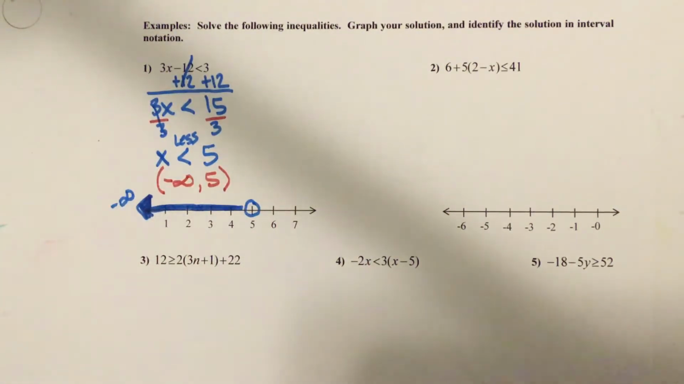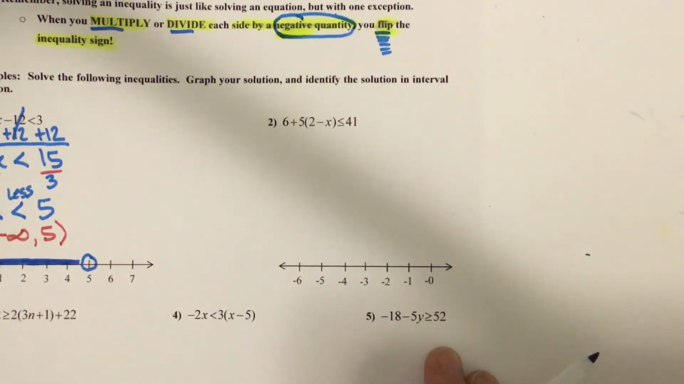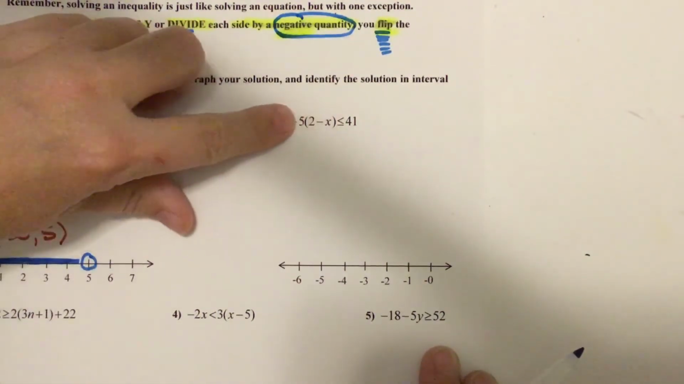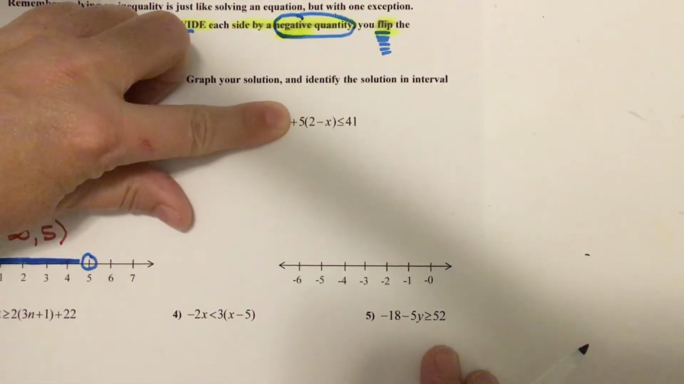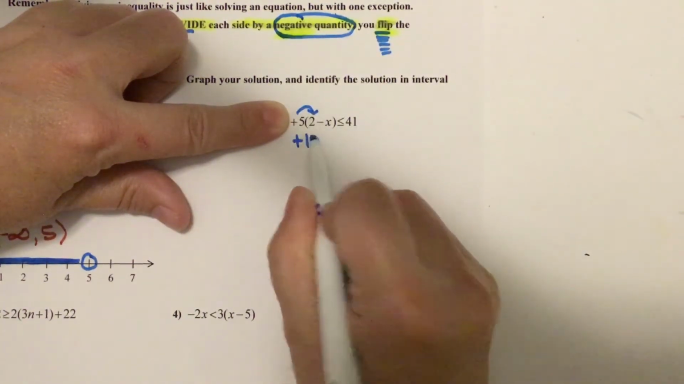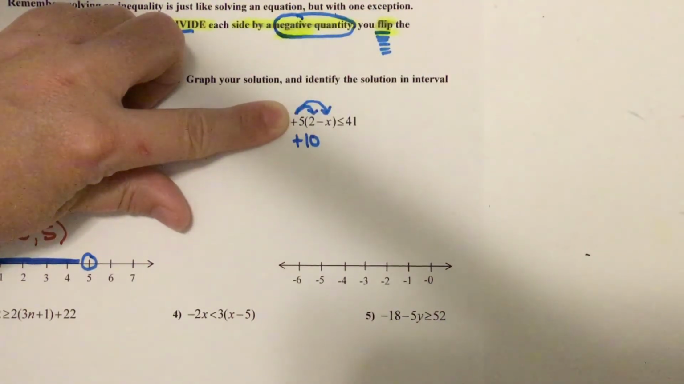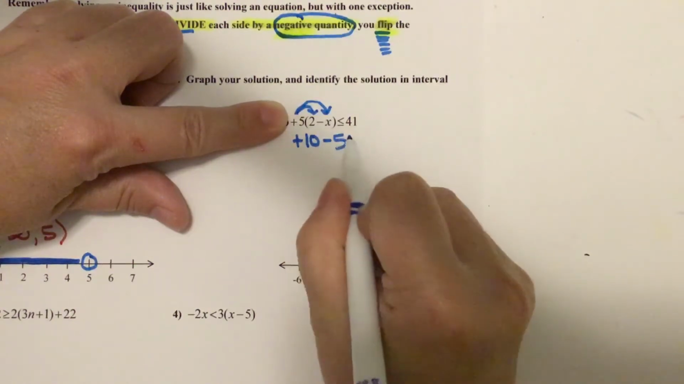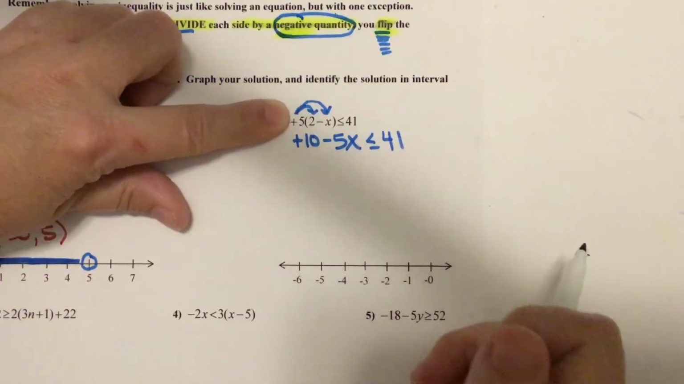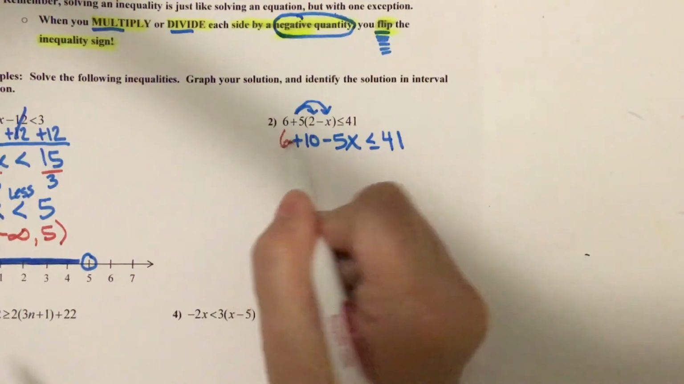Okay, looking at number 2. All right, remember, if you have parentheses, you need to distribute whatever is smushed against them. So I'm going to distribute that positive 5. So positive 5 times 2 makes a positive 10. Positive 5 times a negative x makes a negative 5x. I'm going to bring down my symbol, and I'm going to bring down my 41. And then that 6 that was there just comes down.